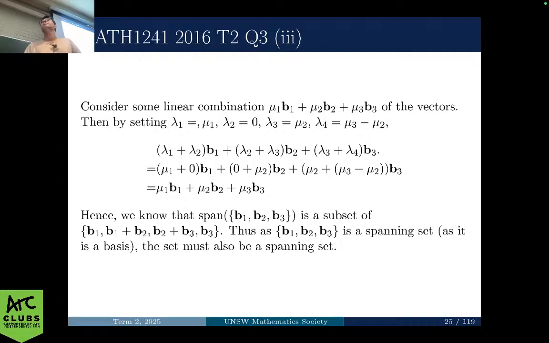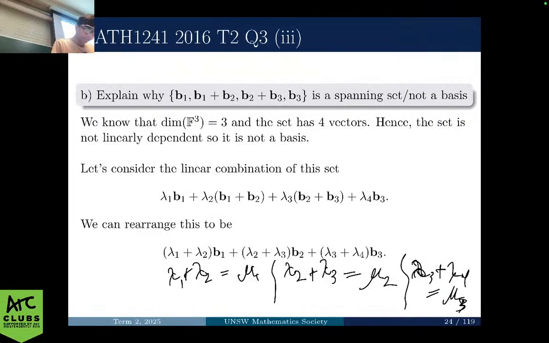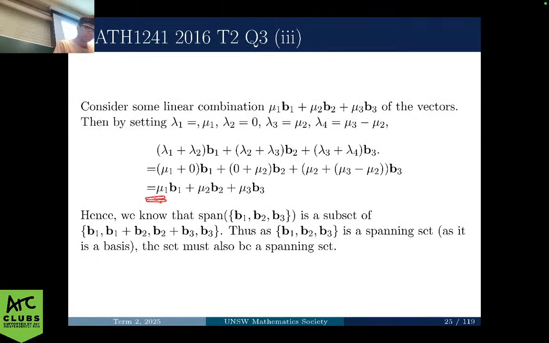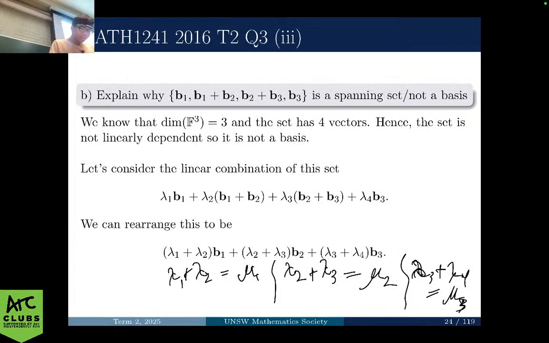Yeah? Why do you set lambda 2 equals 0? We have originally, so we know that we want to get it into this form of some constant times b1, some constant times b2, some constant times b3, because we know if I can express it like that, that is the span, right? It's some linear combination of each of those. Here, I had these three equations. I knew this bit, I wanted to get to mu1. This bit, I wanted to get to mu2.